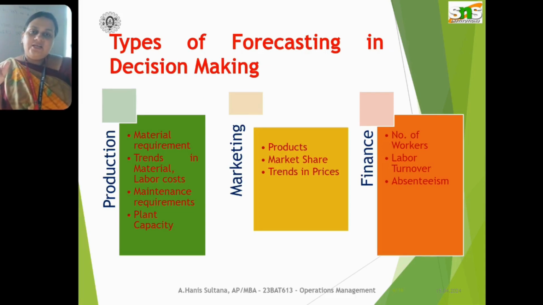We discussed the types of forecasting on the basis of time horizon in the previous slide. Now we are going to discuss these types of forecasting from the decision making point of view, that is production, marketing, and finance. For example, in production, we can forecast stock inquiry, or what backlog is maintained, material requirement, trends in material, labor cost, maintenance requirement, and plant capacity. These are the information I can derive in forecasting with respect to production.